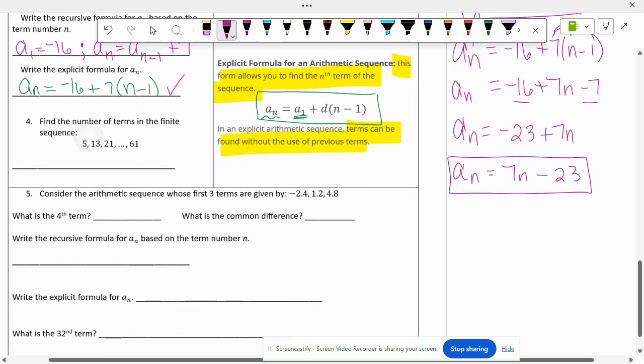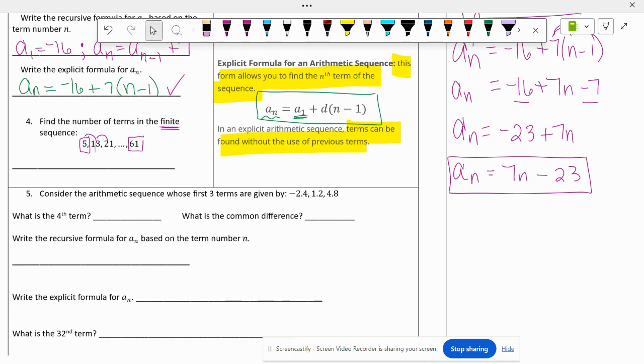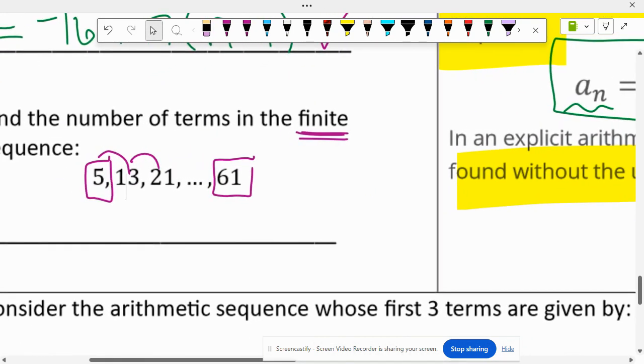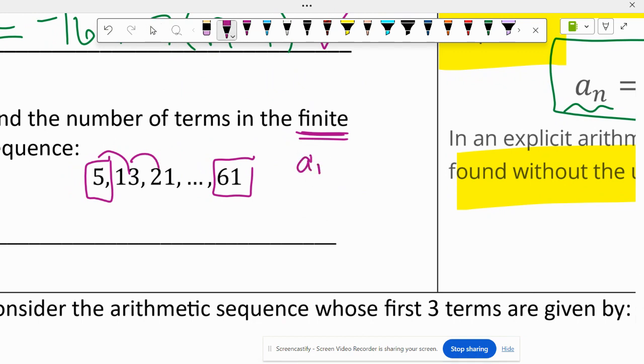It says, hey, this is a finite sequence, meaning that it has just a set number of terms. The first term is 5 and the last term is 61. And what am I doing to get each term? What did I do to 5 to get the next term? So a sub 1 is 5, and my common difference is 8.